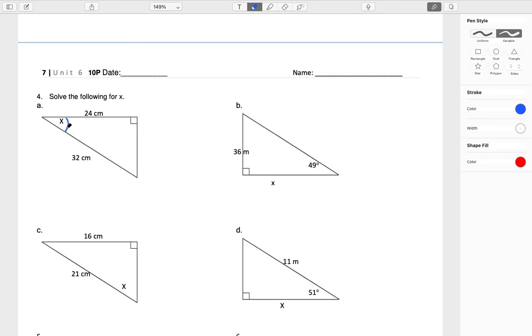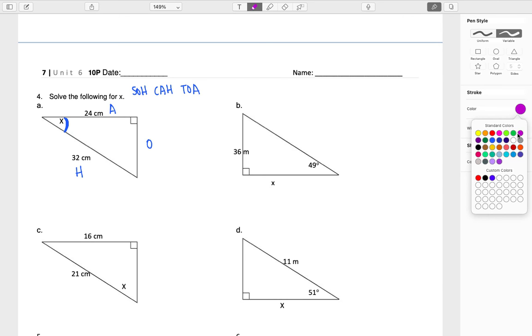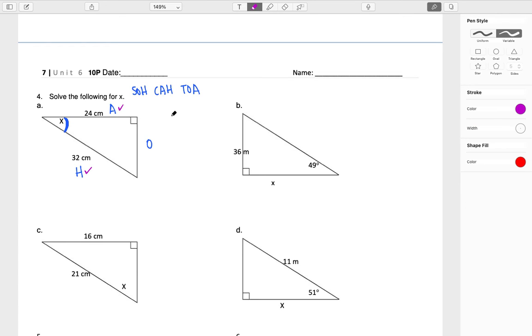So we're looking for X here, my starting angle, and let's label. So it looks like my hypotenuse is 32. This is opposite length, and 24 is adjacent. Okay, so SOHCAHTOA. Let's see. So I'm given H and I'm given A. So it looks like SOH doesn't work. And it's CAH, right? It contains A and H. So we're looking at cosine.